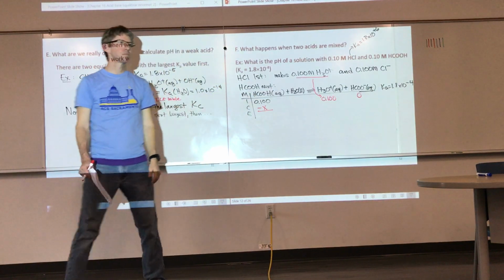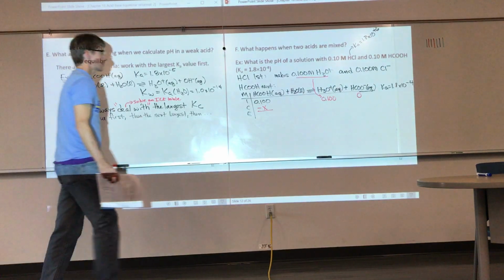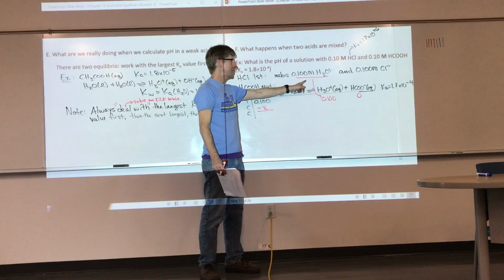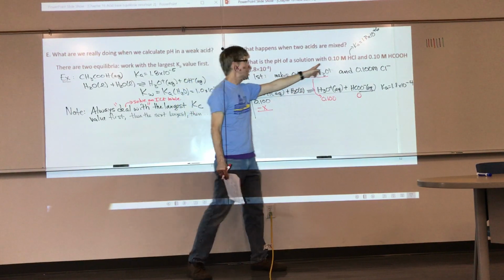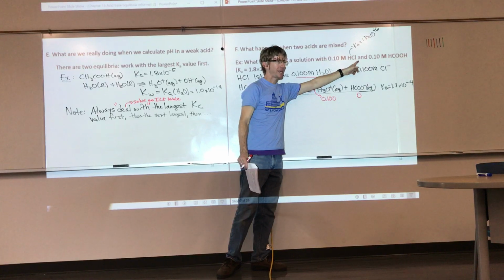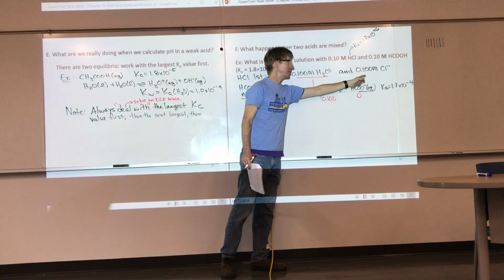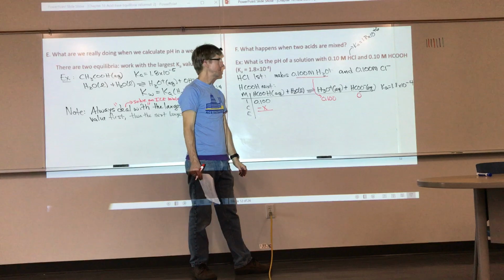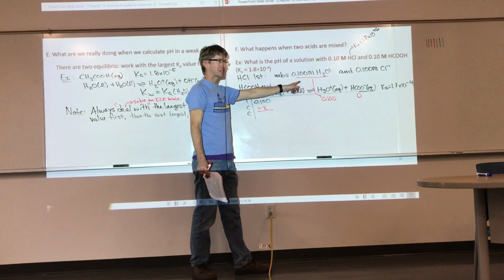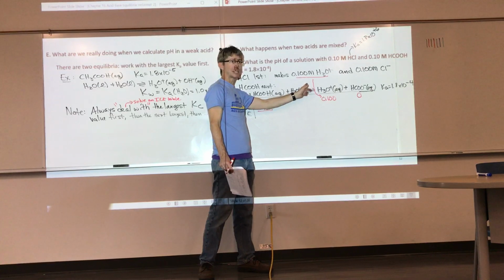Marissa? How did you get the 0.1 molar for the hydrogen? Does it make sense how I got this number? HCl was 0.10 molar. HCl is a strong acid. HCl breaks up 100% into hydronium and chloride ions. If I do an ice table for this, you're suggesting that I'm not going to get this number. Yeah. Would you like to see that ice table?